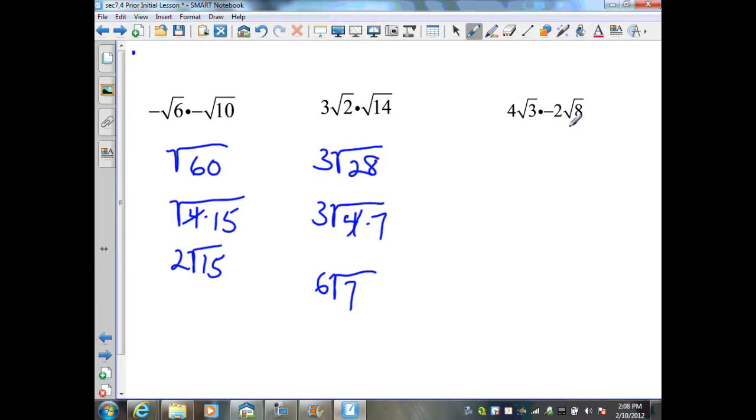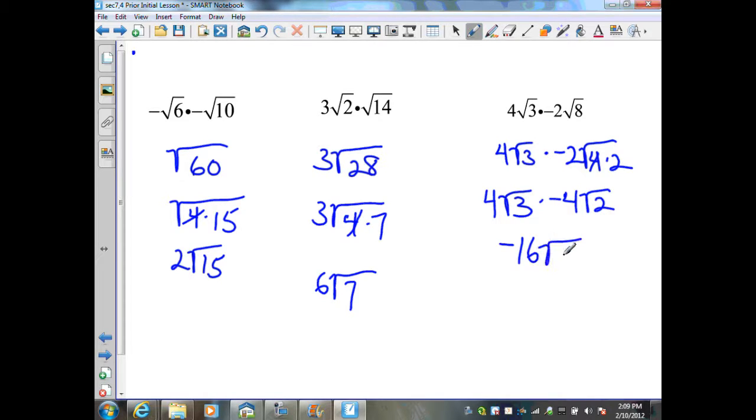Here, what I could do is actually break this 8 into two factors and get 4 square roots of 3 times a negative 2 square root of 4 times 2. And bring down the 4 square roots of 3 times a negative square root of 4 is 2. 2 times a negative 2 is a negative 4 square roots of 2. Then I could actually multiply these two together and get 4 times a negative 4 is a negative 16. Square roots of 3 times 2 is 6.